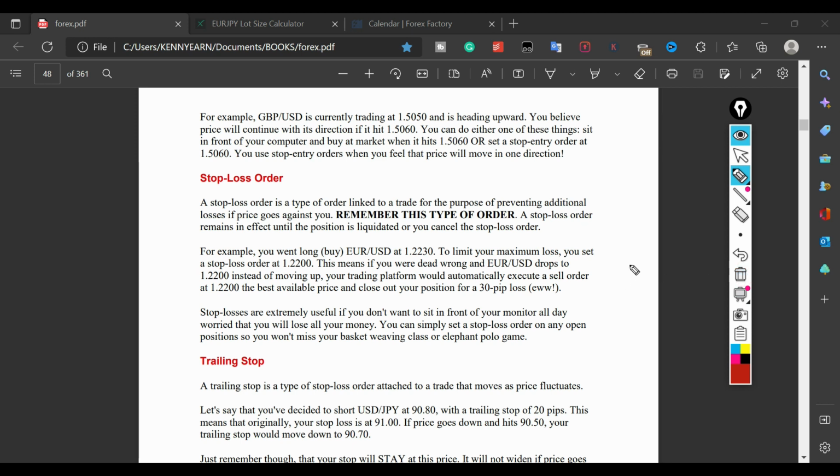So stop losses are extremely useful if you don't want to sit in front of your monitor, or you're worried about your trade, or worried that you will lose all your money. So you can just simply set a stop loss order on any open position, so you won't miss your basket fishing class or elephant polo game. That's just a comic line.